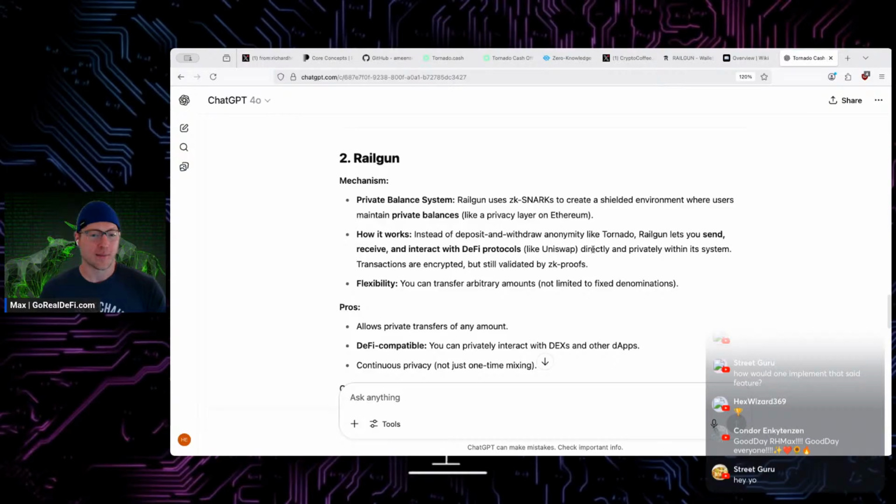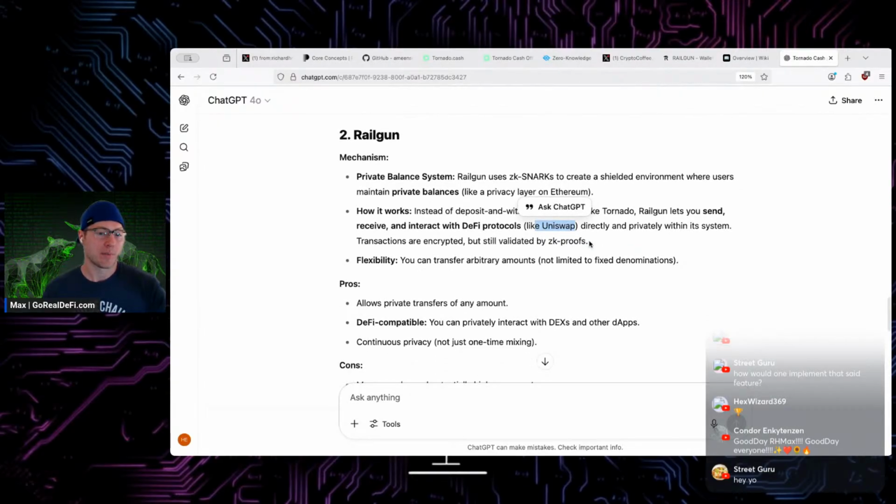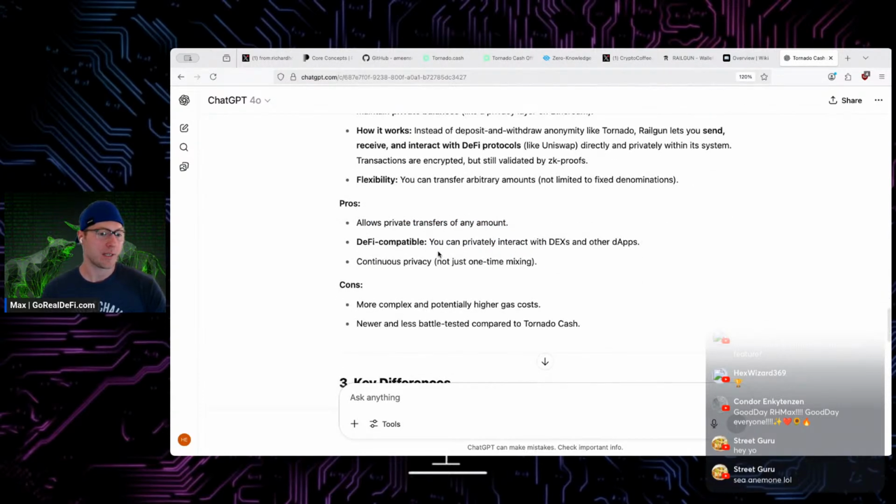There you go. Something like that. Railgun lets you send, receive, and interact with DeFi protocols like Uniswap directly and privately within a system. Transactions are encrypted, but still validated by ZK proofs. For flexibility, you can transfer arbitrary amounts, not limited to fixed denominations. It allows private transfers of any amount and is DeFi compatible.